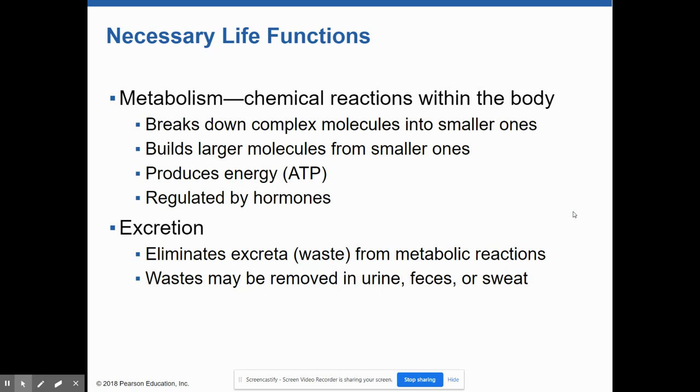It also can build larger molecules from smaller ones. So, for example, the body can use the glucose or the monosaccharide to produce glycogen, which is stored energy in the body, or it can use the amino acids in your food to build muscle. Metabolism produces energy in the form of ATP, and it's regulated by the hormones in your body, primarily the thyroid hormones. Another necessary life function is excretion. So your body needs to eliminate waste from metabolic reactions, and waste can be removed in the form of urine, feces, or sweat.